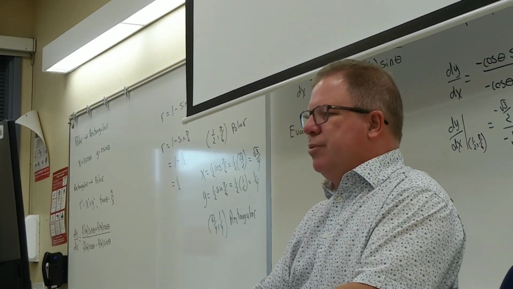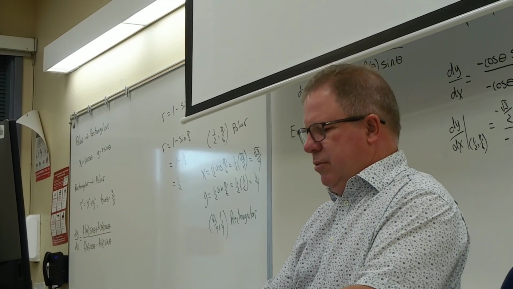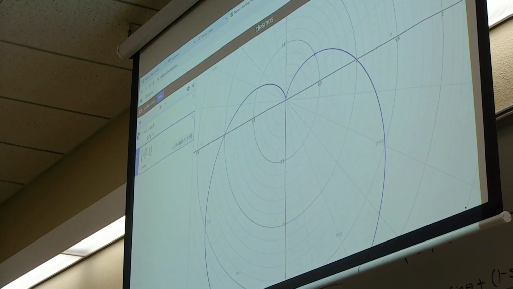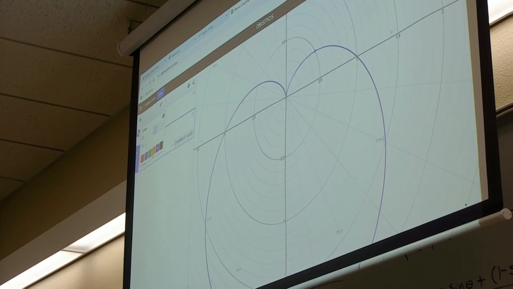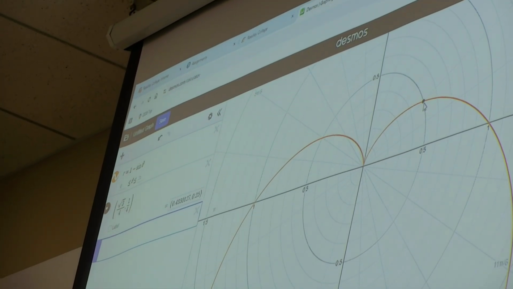So let's change that to root 3 over 4, 1 over 4. There. You guys see it there? No, turn it on. You can't see it. Now do you see it?